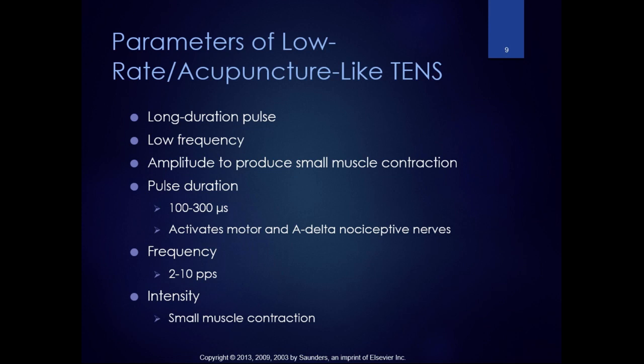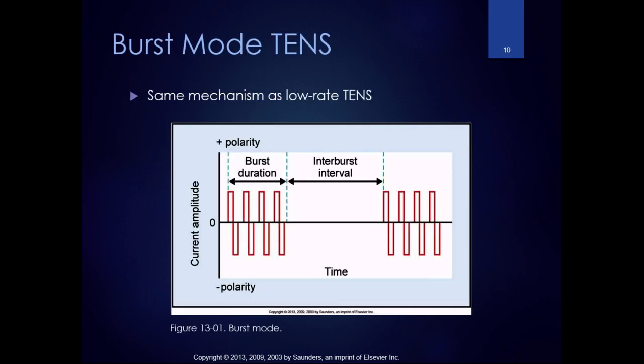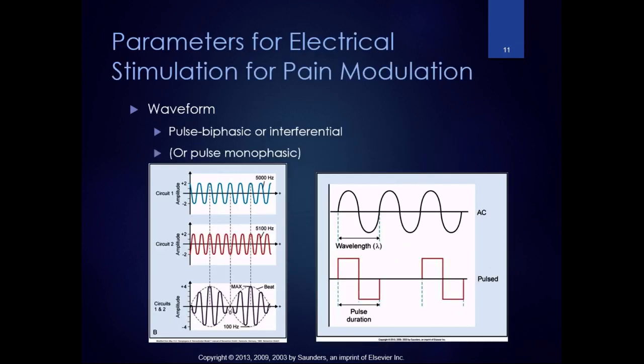Some of them don't go all the way down to 1 to 10, some of them do. And we're getting that small muscle contraction. So burst mode TENS is the same mechanism as low rate TENS. It's just there's a burst and then an interval, and a burst and then an interval. So the burst is a lot of different pulses, but it feels like one. So it still has that same low rate sensation, and we'll try that in lab as well.